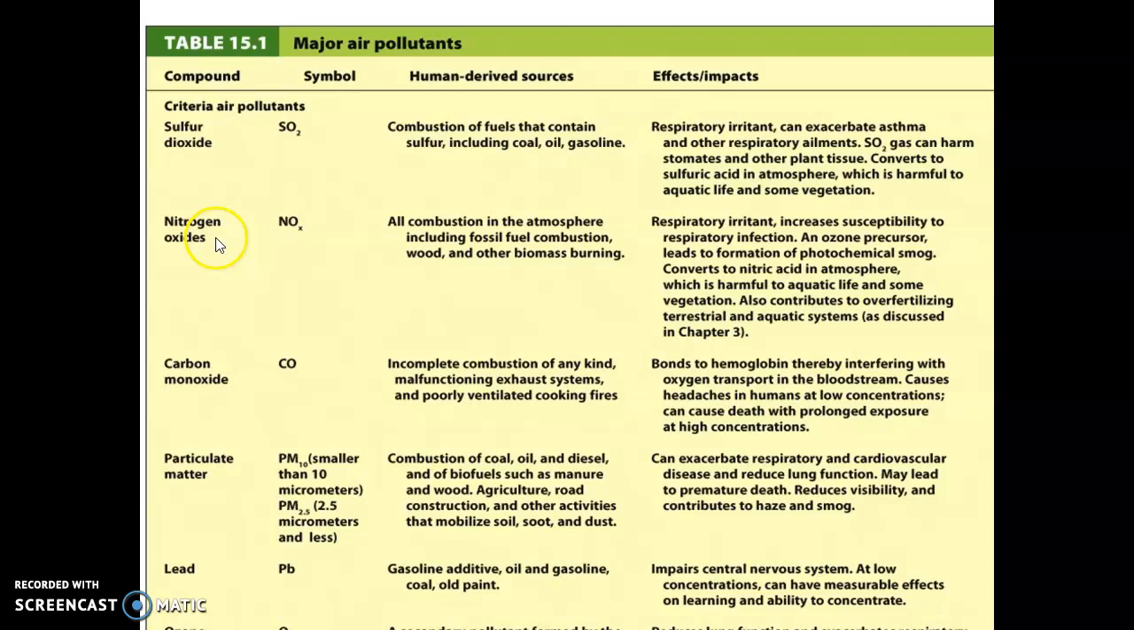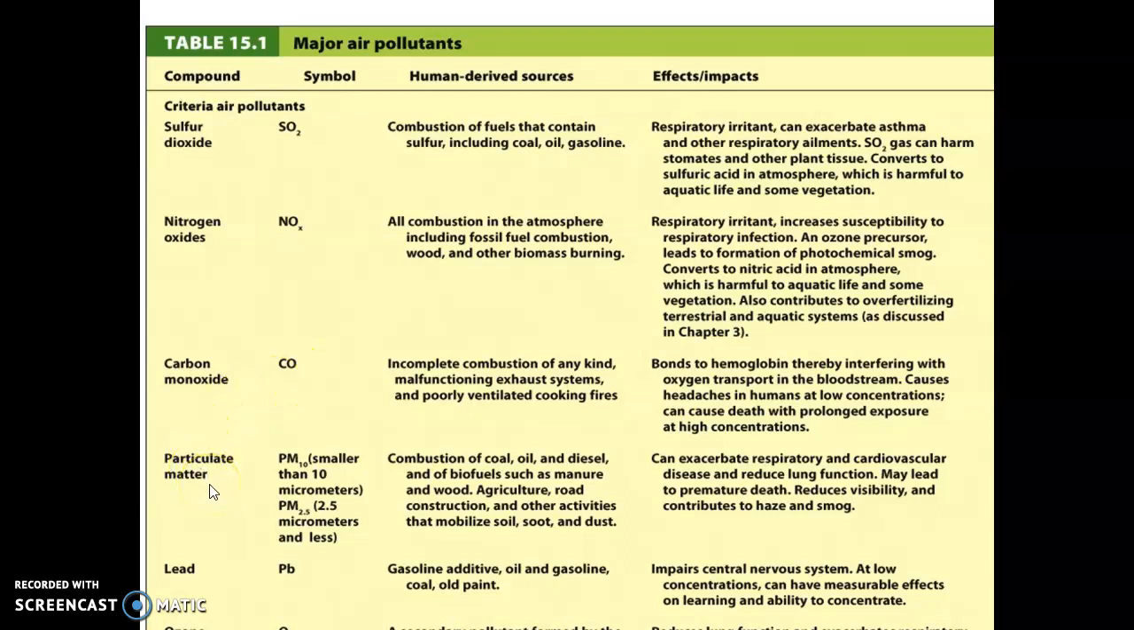The second one is called nitrogen oxides. So notice it doesn't say nitrogen monoxide and nitrogen dioxide. It just has a little x here in the subscript. That's because both nitrogen monoxide and nitrogen dioxide, so one oxygen or two oxygens attached to nitrogen, are both air pollutants. The third one is carbon monoxide. Mono means one, oxide, again, oxygen. So it's one carbon and one oxygen atom bound together. That's different than carbon dioxide, which has two oxygen atoms.